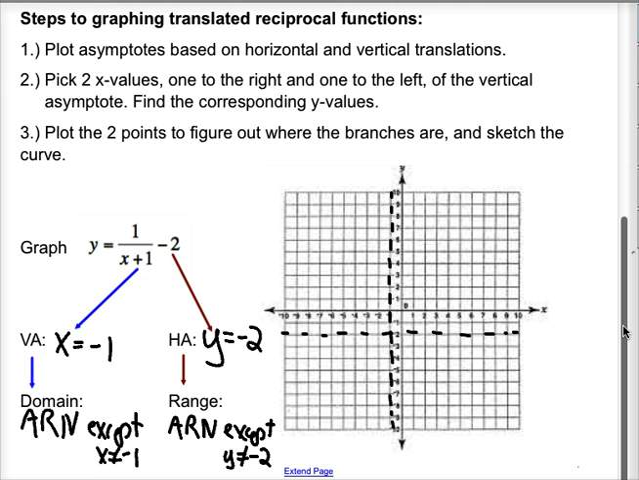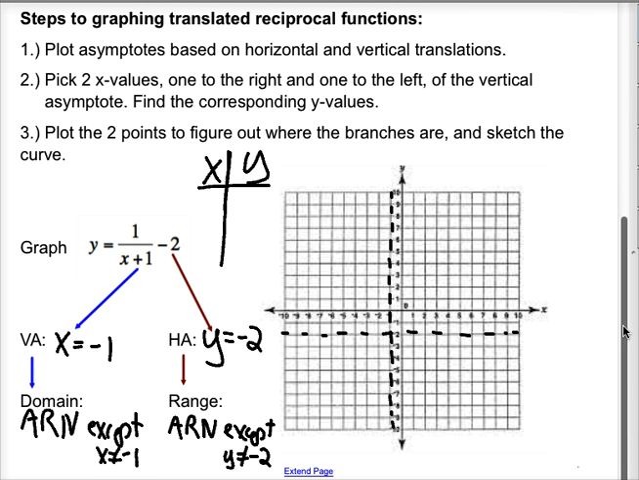All right, so that's kind of our most basic thing. Now you may be wondering, well, how do I know about the points? So look at step number 2. Pick two x values, one to the right and one to the left of the vertical asymptote. Find the corresponding y values. All right. So this time we're only going to pick 2 points, just so we get an idea of which quadrants these are in, and then we'll graph them.